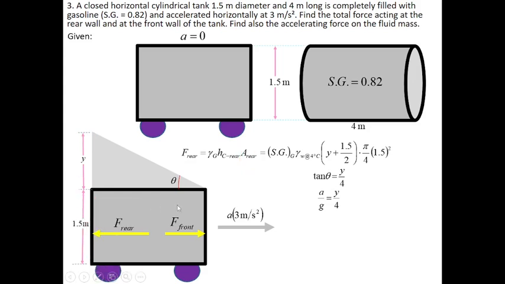And then tangent theta, as you notice, this is our triangle. So opposite over adjacent, no? So y over 4. This is 4 meters, so 4 meters, no? So tangent theta is y over 4. And we have now a over g, tangent theta. This is the formula I have derived before. That tangent theta, this angle, is equals to a over g. No? A over g.